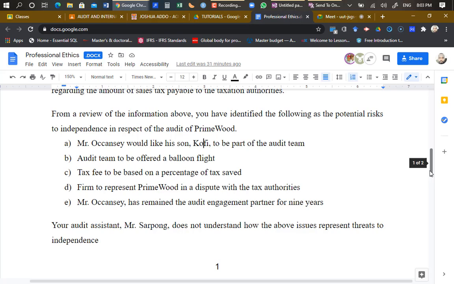Having Kofi, his son, on the audit team. We have a part where it can represent self-interest. That is, if he forces Kofi into some bigger position in the audit team. How can we reduce that threat? How can that threat be mitigated? Quick.